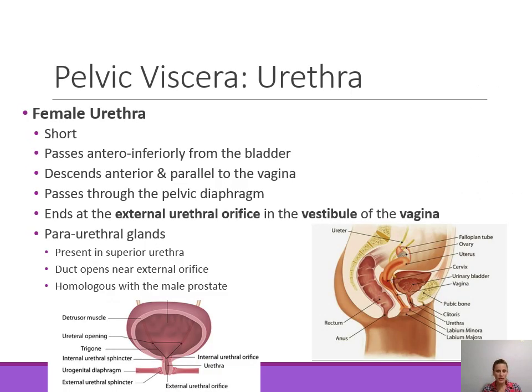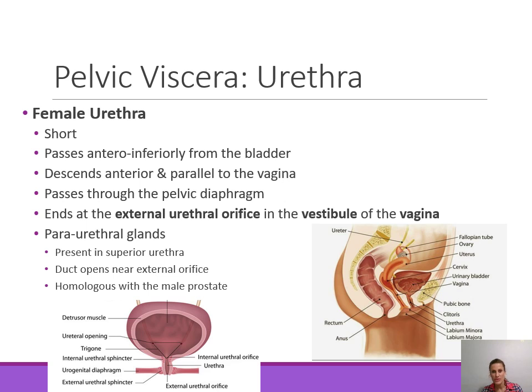Now we'll continue on with a discussion of the urethra. Remember that the 2 ureters carry urine into the bladder, and the single urethra carries urine out of the bladder to the exterior of the body during urination. There are great structural and functional differences between the male and female urethra, so we will talk about them separately. We'll start with the female urethra, which is a bit simpler.